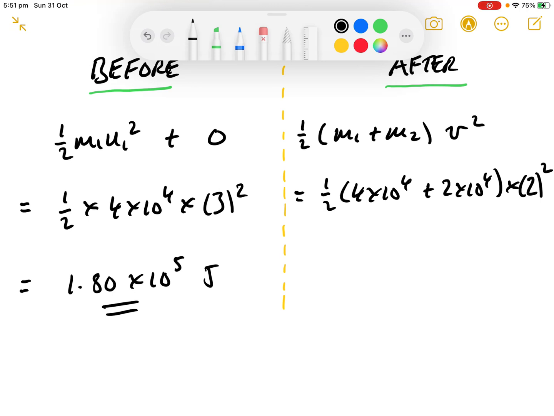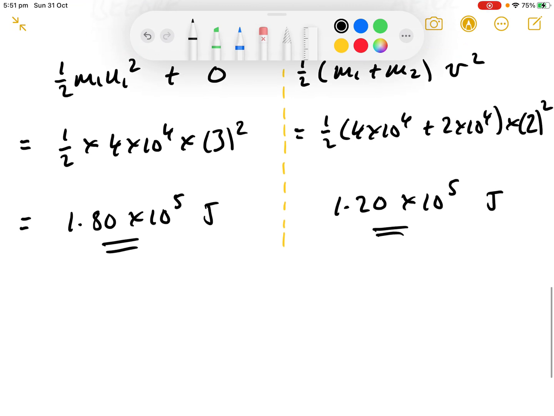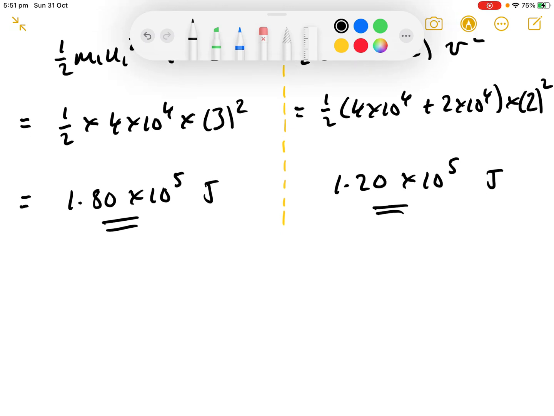Well, that's a half times 6 times 10 to the 4 times 2 squared, which is 4. And that gives us 1.20 times 10 to the 5 joules. Now you can clearly see that we have lost kinetic energy in this interaction. There's only 1.2 times 10 to the 5 joules afterwards, whereas we previously had 1.8. So what is going on?